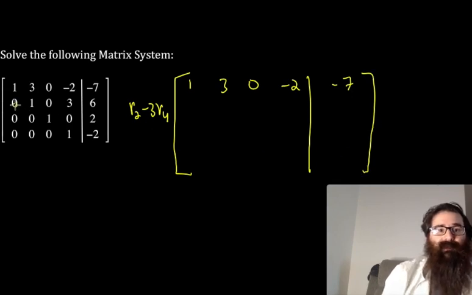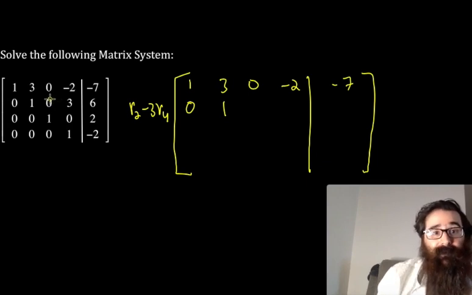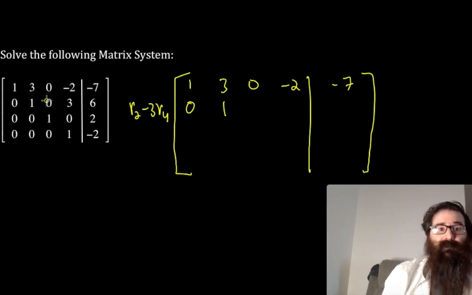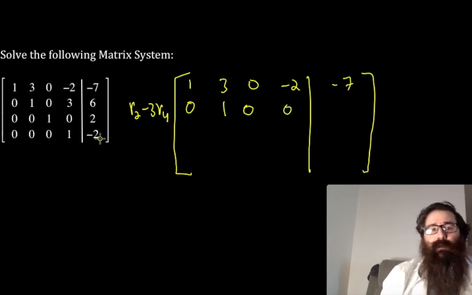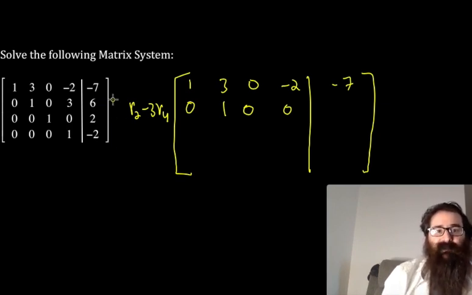Then in row 2, I get 0 minus 3 times 0 gives me 0. 1 minus 3 times 0 keeps my 1. Using row 4, 0 minus 3 times 0 is going to give me 0. And then 3 minus 3 times 1 is going to give me that 0 that I wanted at the end there. And then here in the augmented entry, 6 minus 3 times negative 2. Be careful with those minus signs, right? So 6 minus negative 6, that's 6 plus 6, gives me 12. And I can rewrite row 3. There we go, and I can rewrite row 4.